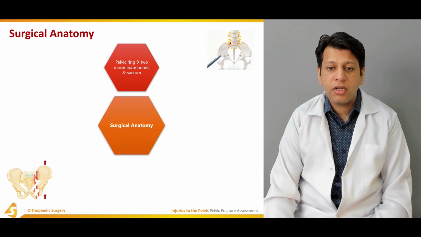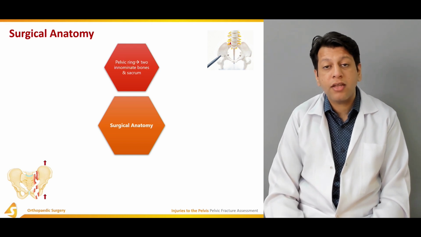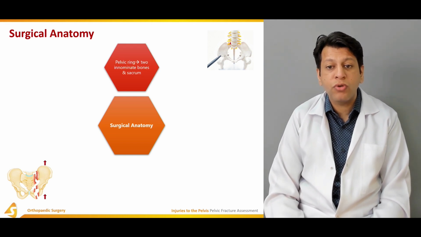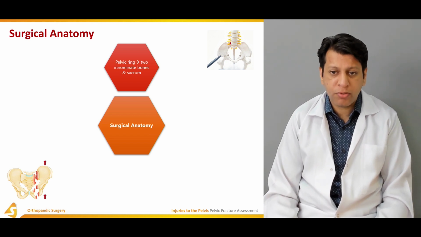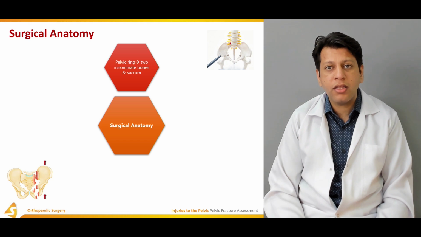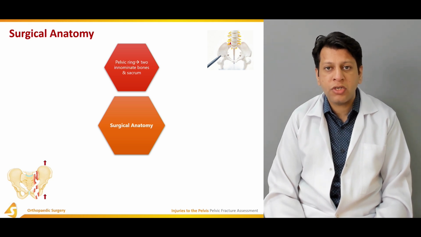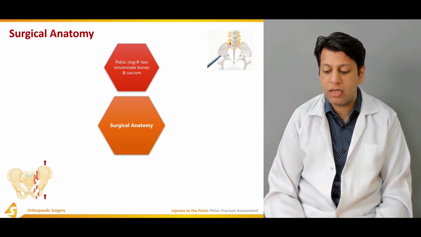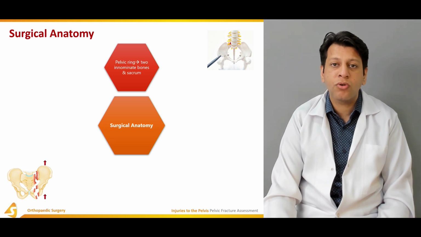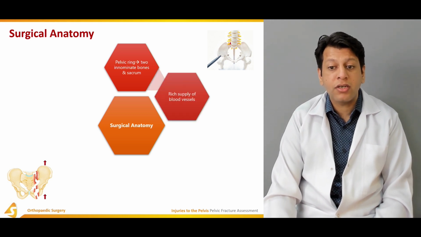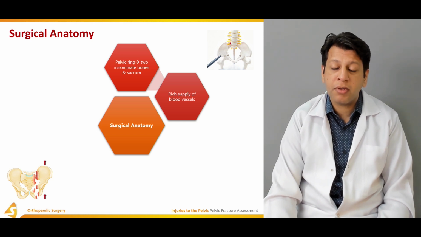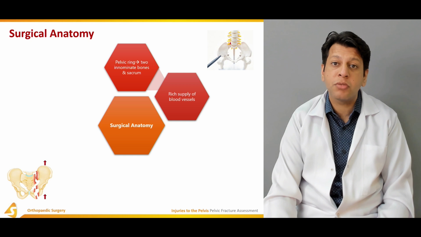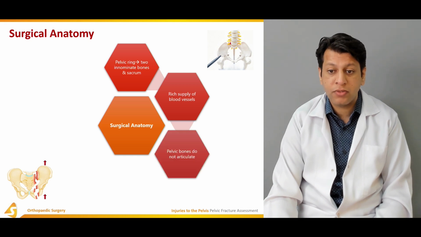Now, coming to surgical anatomy, as I told you, the pelvic ring is composed of two innominate bones. Anteriorly, the two pubic bones are joined by symphysis pubis, and posteriorly, the iliac forms two joints with the sacrum. That is the sacroiliac joints. These actually constitute the pelvic ring. There is a rich supply of blood vessels, arterial as well as venous supply, and shearing of the veins may lead to massive blood loss.